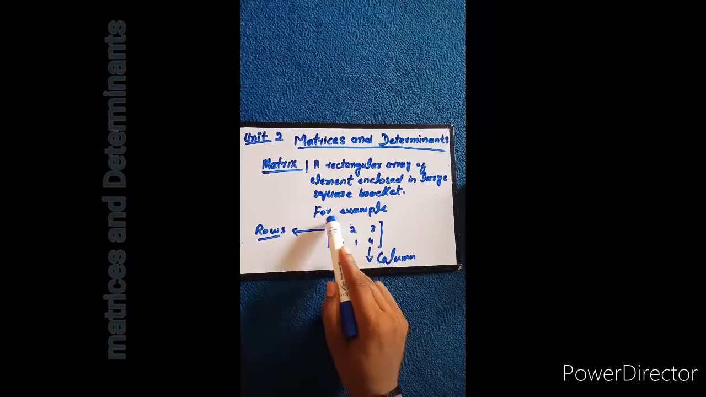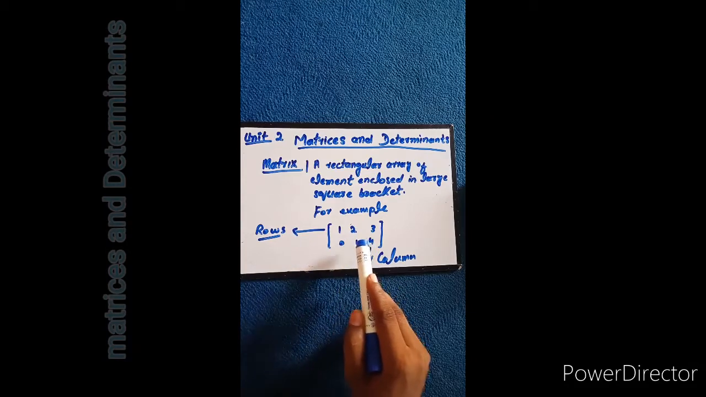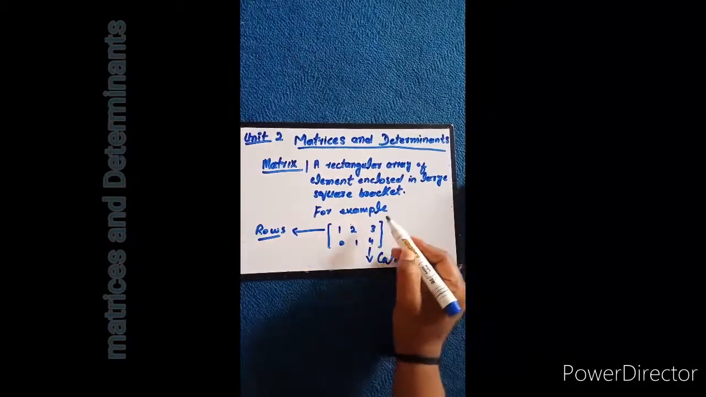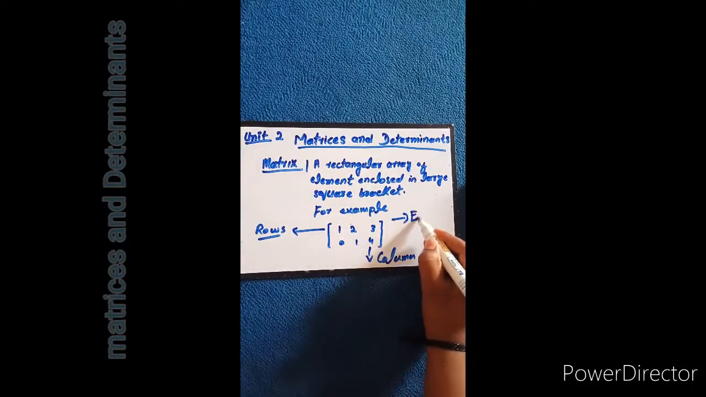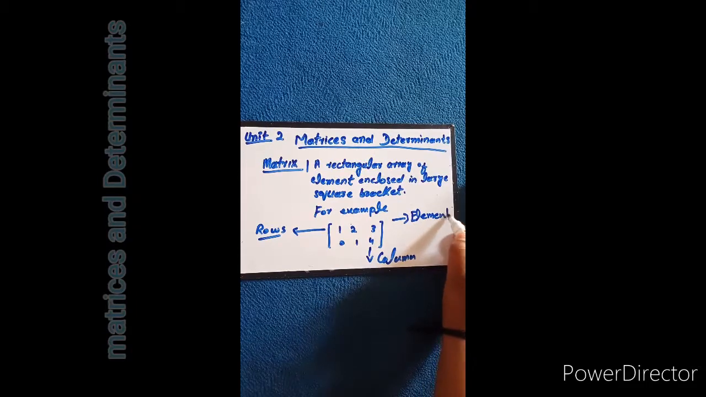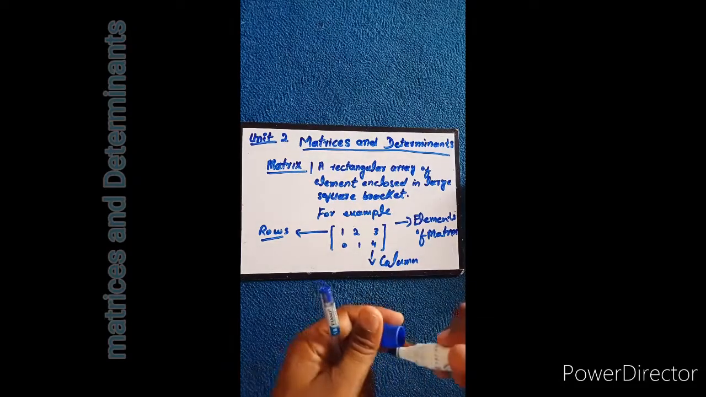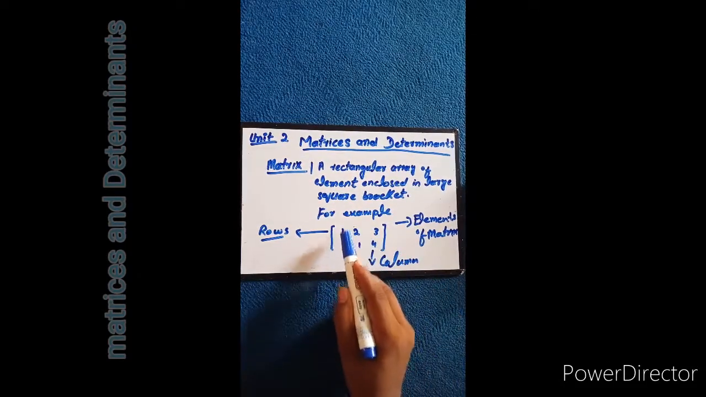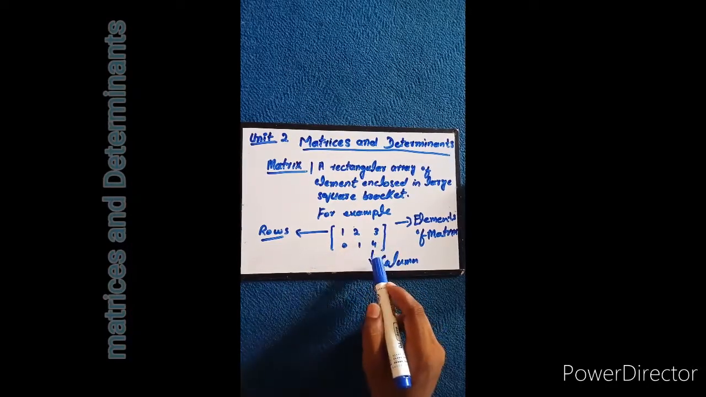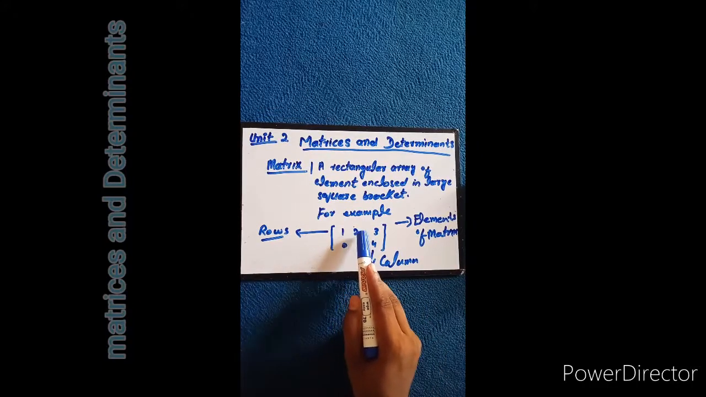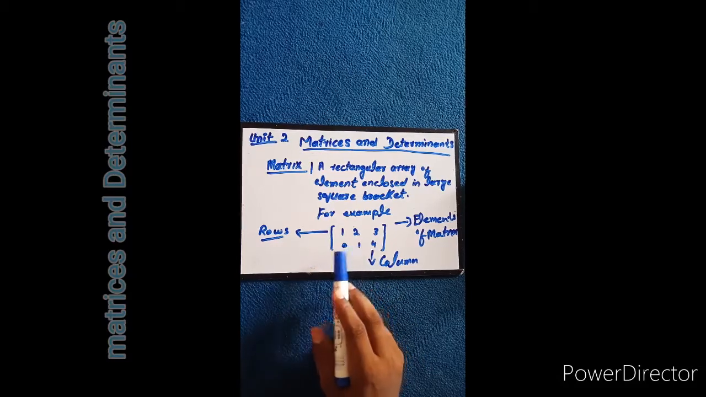For example, a square bracket includes 1 2 3 0 1 4. These are called elements of the matrix. Same as 1 0, this is the first column. 0 1, this is our second column. 3 and 4, this is our third column. Same as 1 2 3, this is the first row. 0 1 4, this is the second row.